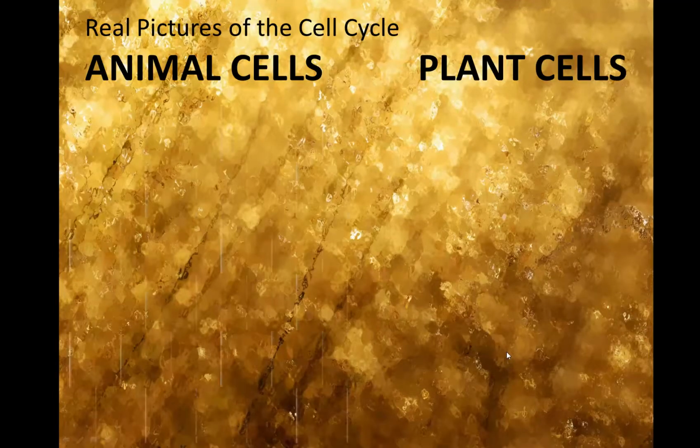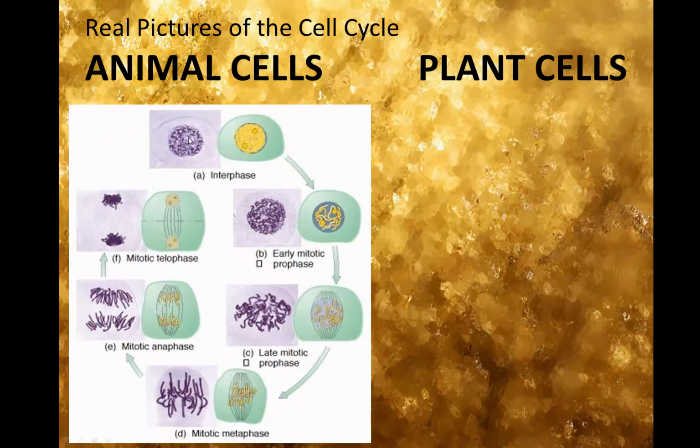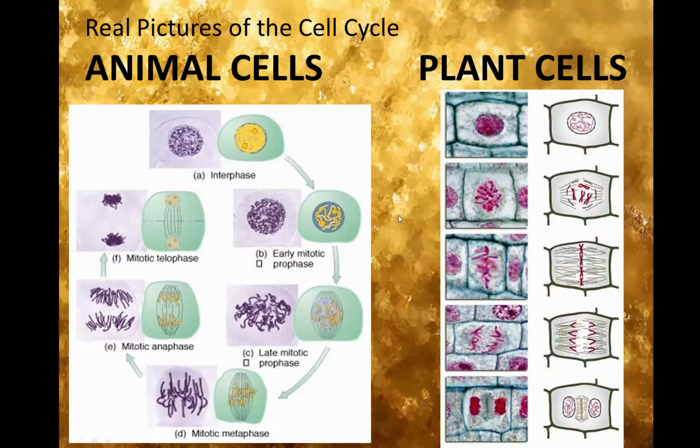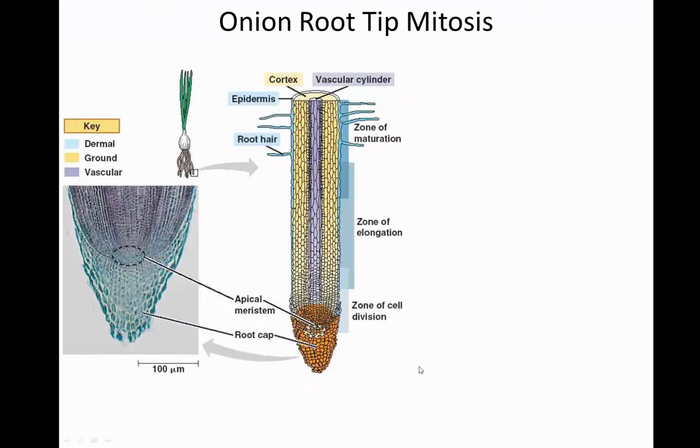Real pictures of the cell cycle in animal cells. So here's an animal cell in interphase. There's the diagram. We actually go through early prophase, and then late prophase, and then metaphase, and then anaphase where they separate, and then mitotic telophase where we actually start making the cleavage furrow. And here it is in an animal cell, interphase, prophase, metaphase, anaphase to telophase, and then there's the formation of the cell plate.